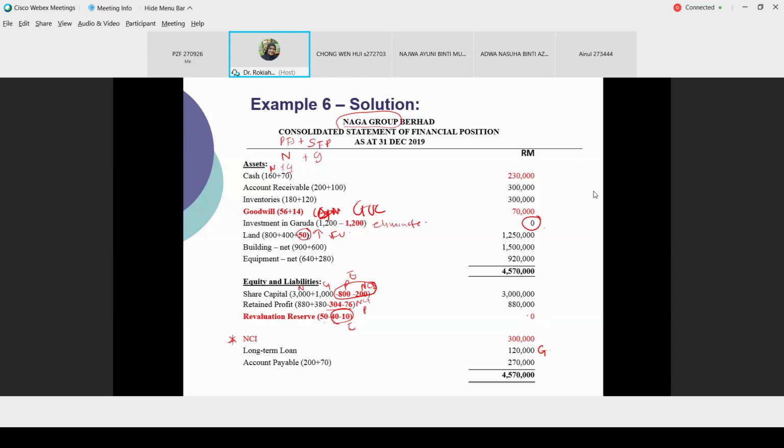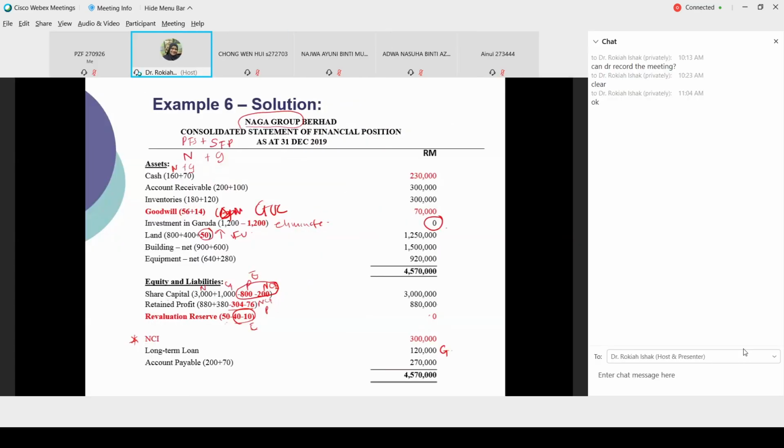Any of you have questions here up to this one? The statements of financial position here? Any question? Only Ross now. What about the rest? We have another 34 members here altogether. The rest, what about the rest? Is it okay? Najwa, okay? Okay. Adwa, okay. So we proceed to the next one.